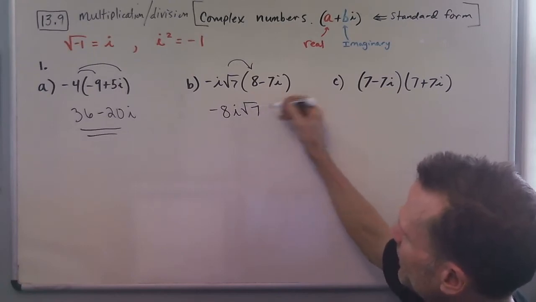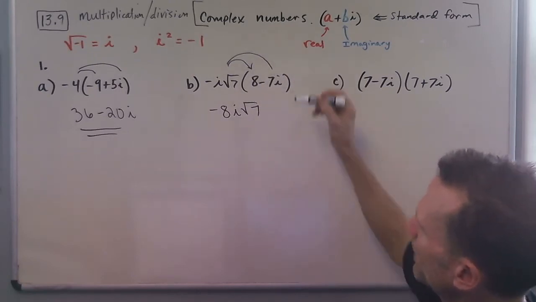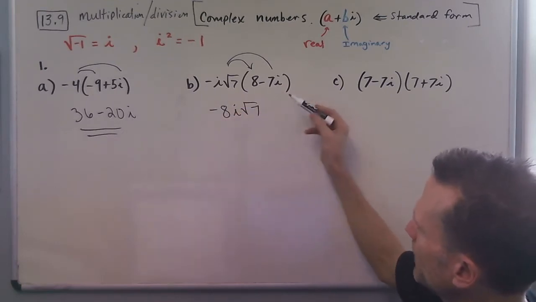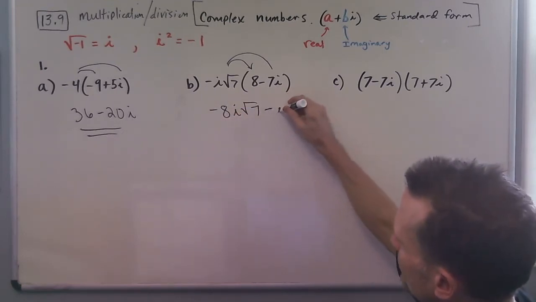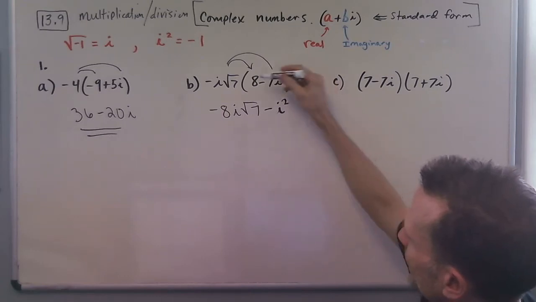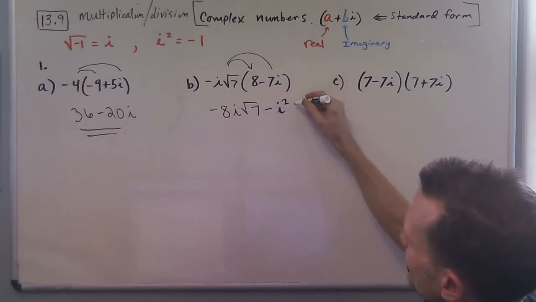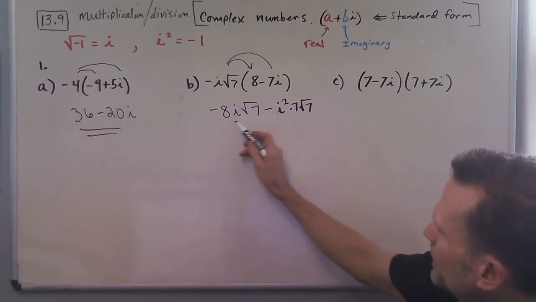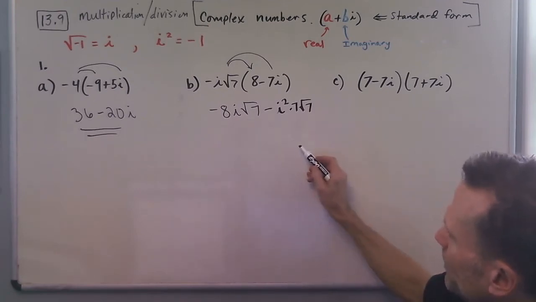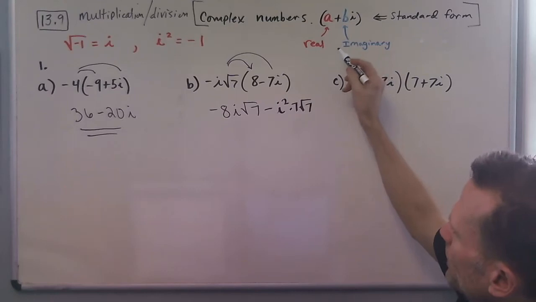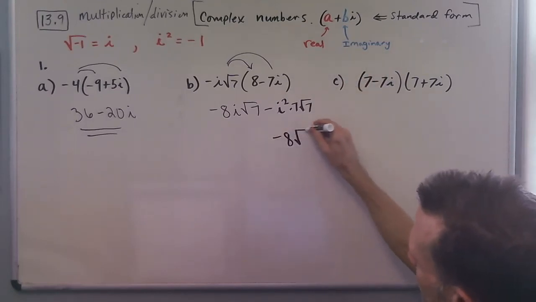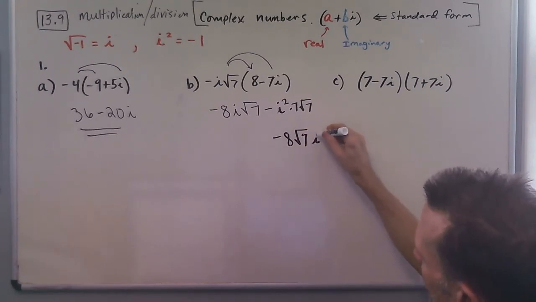7, and then here we get the negative i times the i would give us negative i squared, and then we would get times 7 radical 7. Okay. Now cleaning this up a little bit, we know this has to be at the tail end part of our standard form. So I'm going to write negative 8 radical 7 i.